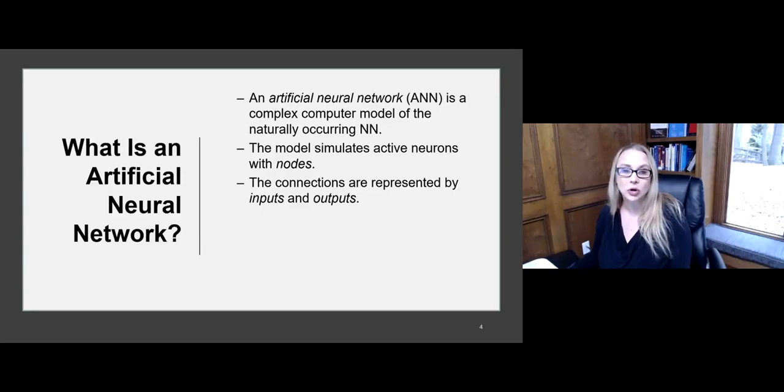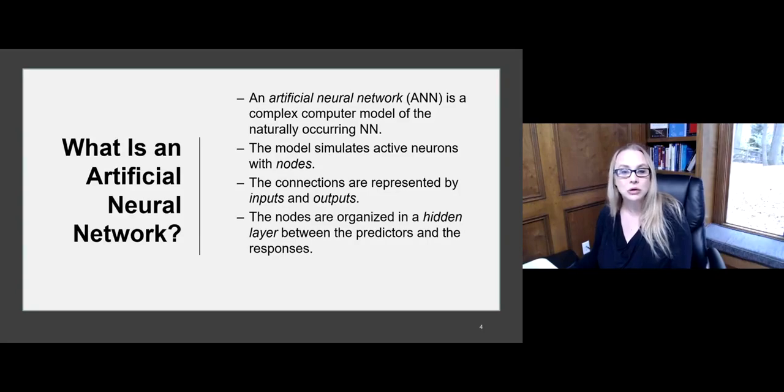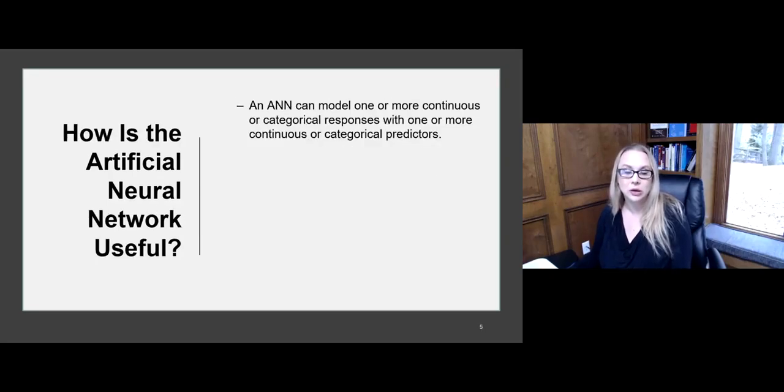The connections are going to be represented by inputs and outputs. The nodes are going to be organized in a hidden layer between the predictors, our X's, and our responses, or our Y's. And then the inputs are connected to outputs through an activation function.